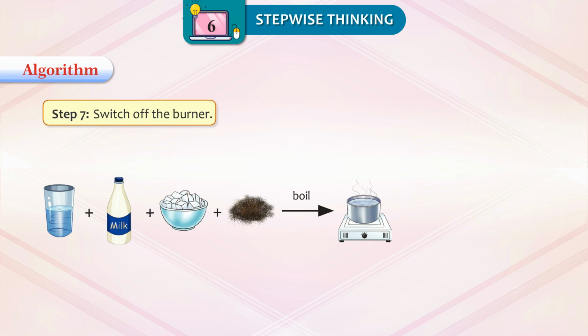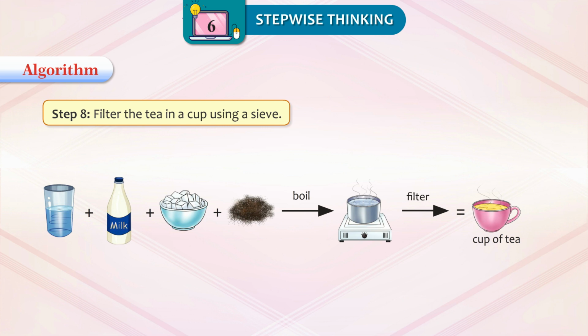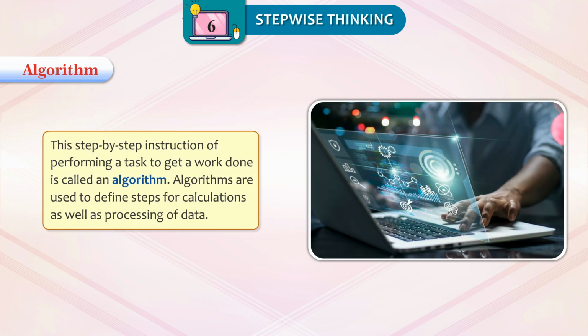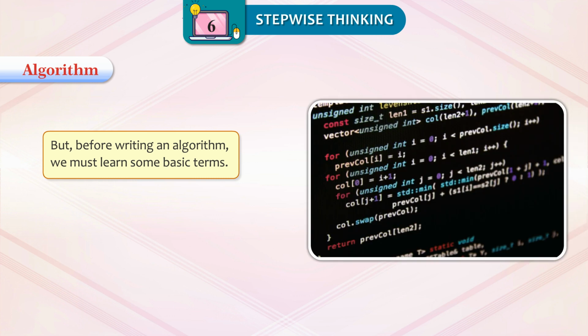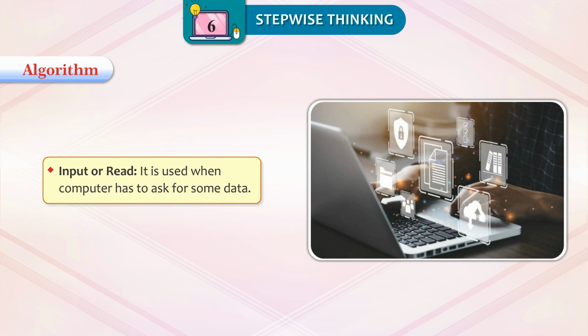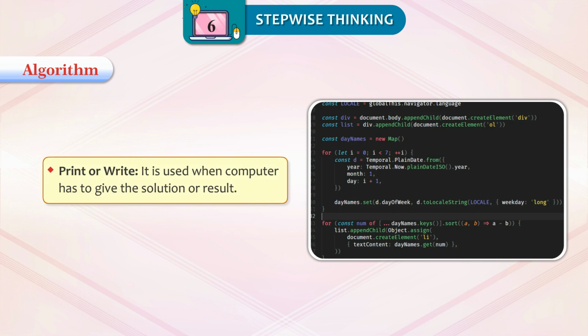Step 7. Switch off the burner. Step 8. Filter the tea in a cup using a sieve. This step-by-step instruction of performing a task to get a work done is called an algorithm. Algorithms are used to define steps for calculations as well as processing of data. But before writing an algorithm, we must learn some basic terms. Input or read. It is used when computer has to ask for some data. Print or write. It is used when computer has to give the solution or result.